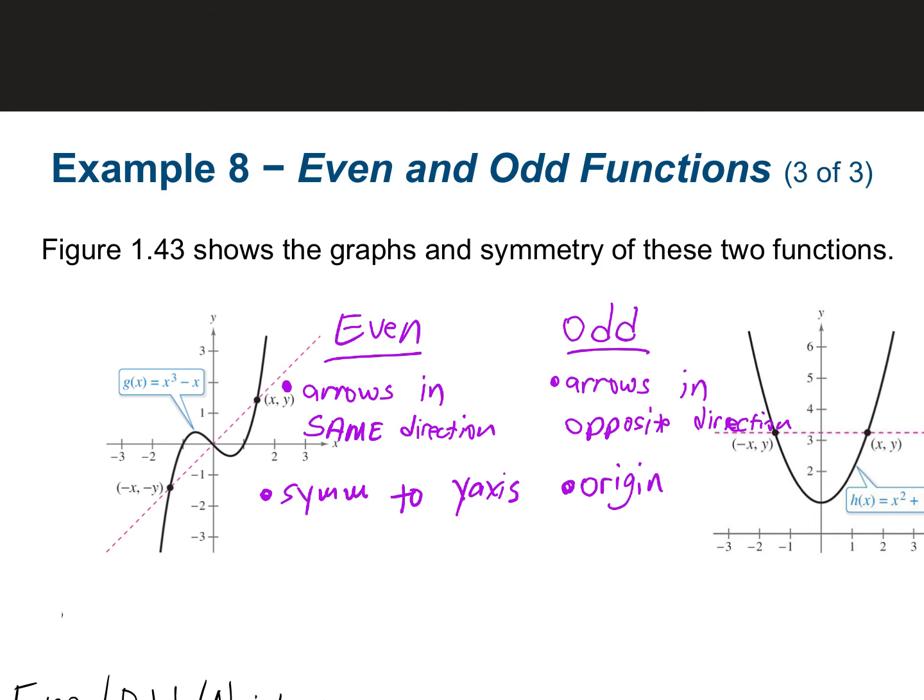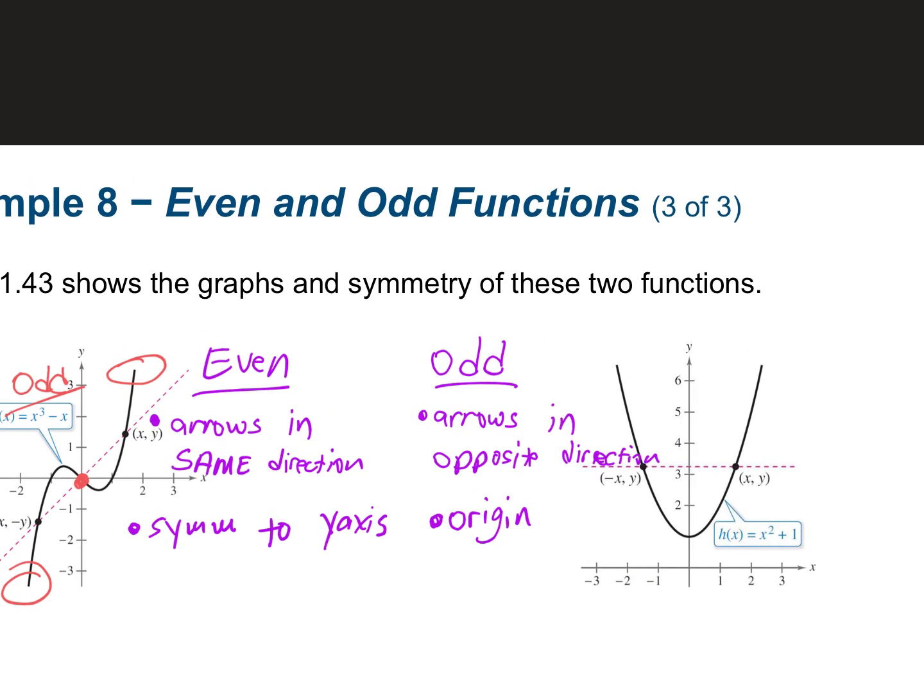So if you're given a picture and it says, is this function odd, even, or neither? You look at the ends of the arrows. These arrows are going in what direction? The same or opposite? Opposite. And does it go through the origin? Yes. So then this is an odd function.